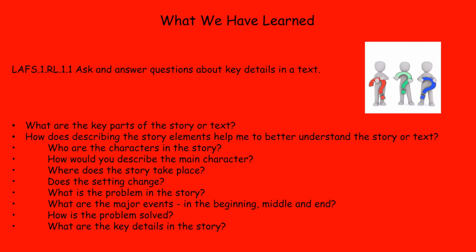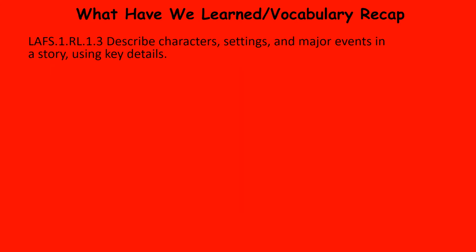What is the problem in the story? Well, the peddler took a nap under the tree, and when he woke up, the monkeys had stole all his hats. The major events, you would have titled them in the beginning, middle, and end. And how was the problem solved? Did the peddler get his hats back? What are the key details in this story? What have we learned? This standard describes character, setting, and major events in a story using key details.